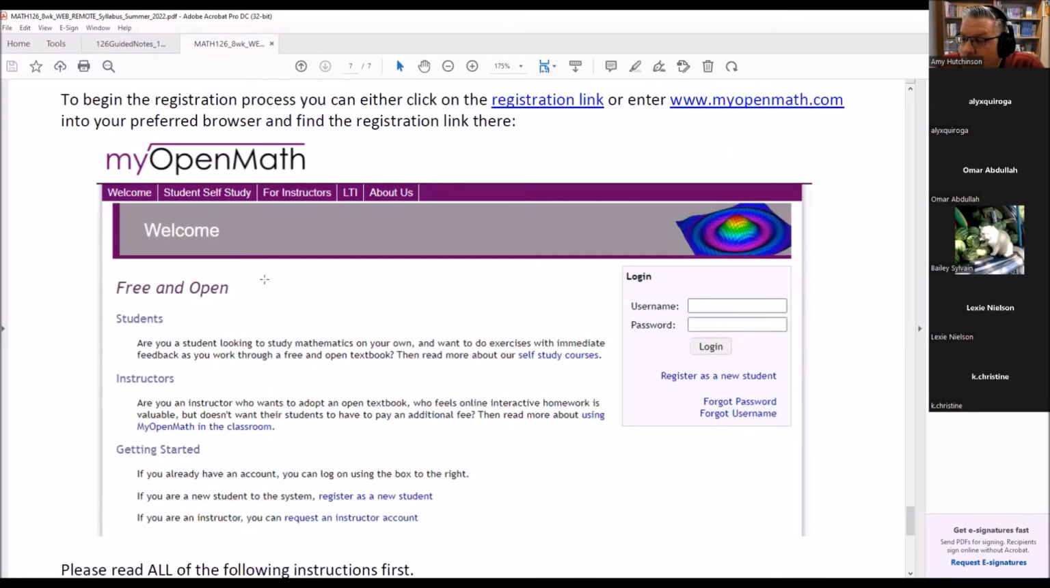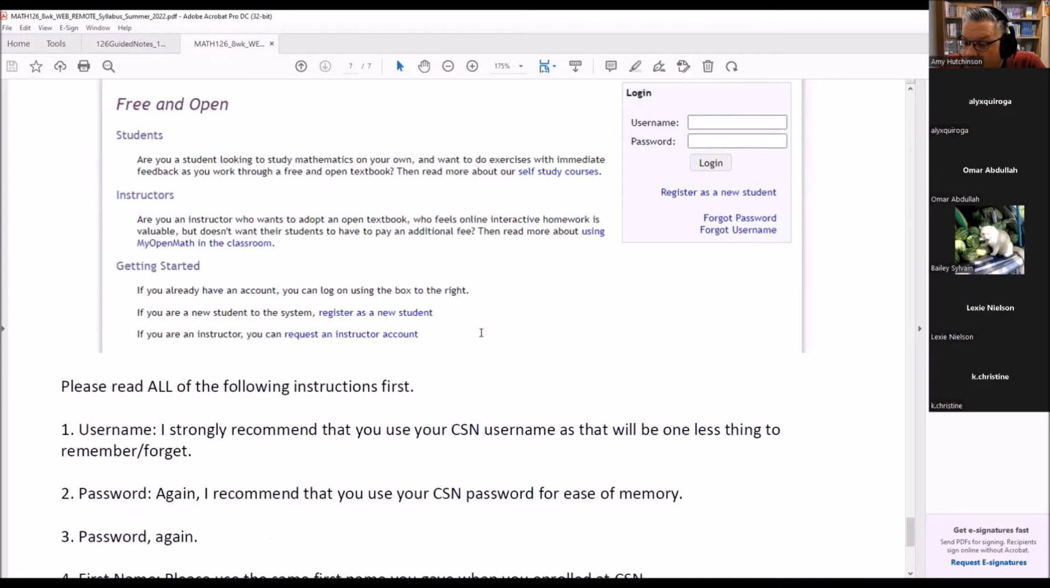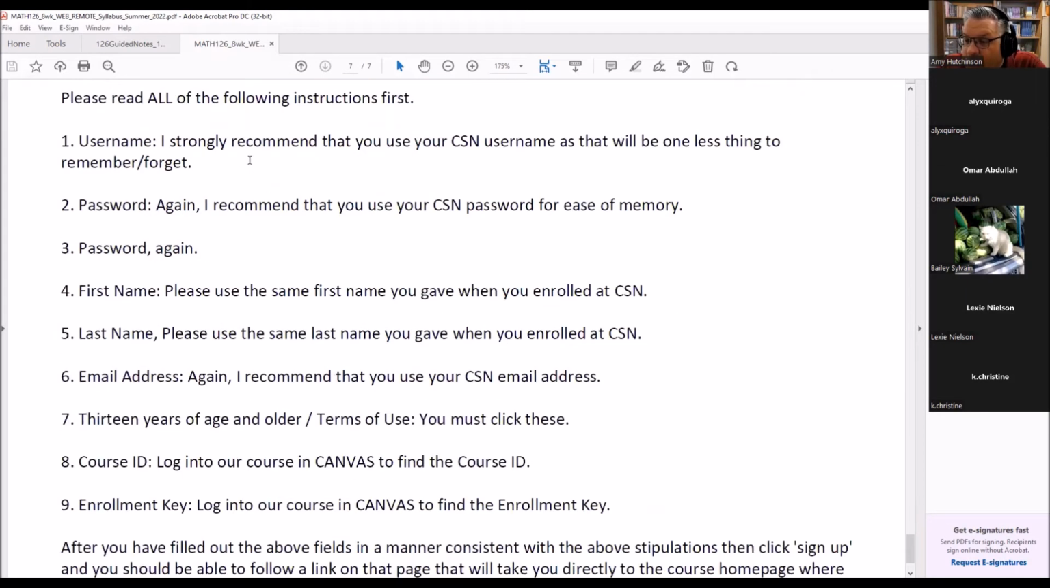So basically, this is what the page looks like when you go to it. There's a link right here that says register as a new student, and that's the link you want to click on. It'll ask you to fill in all this information, which is pretty self-explanatory. If you're signing up for the first time and want to come up with a username and password, you probably want to use your CSN username that you use for your email and logging in, because it'll make it easier to remember.